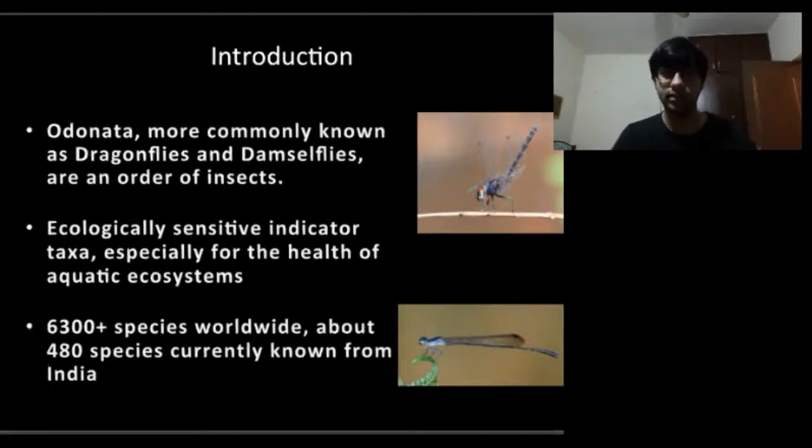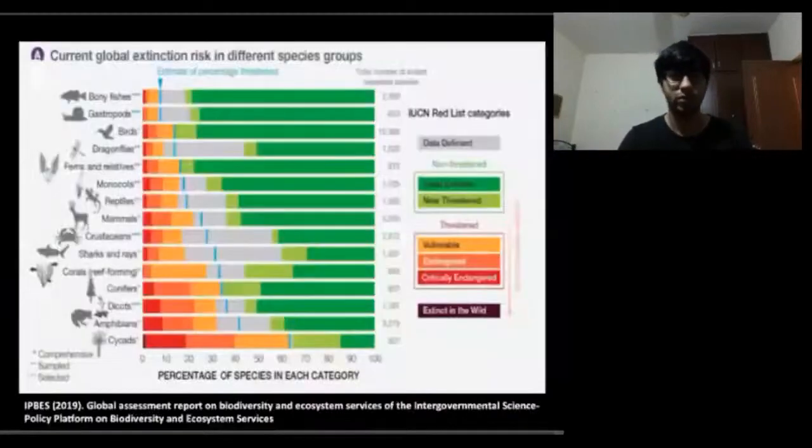they are ecologically sensitive bioindicator taxa because, as some of you might know, they spend half of their lives in water. They lay eggs in water, develop as larvae in water, and then they emerge as adults that we see usually flying around. And that's why they are considered a good indicator taxa for freshwater ecosystems. There are around 6,300 species known worldwide, out of which 480 species have been reported from India so far.